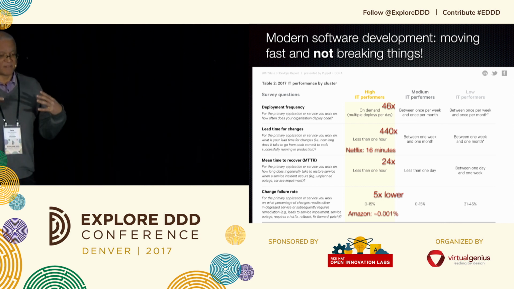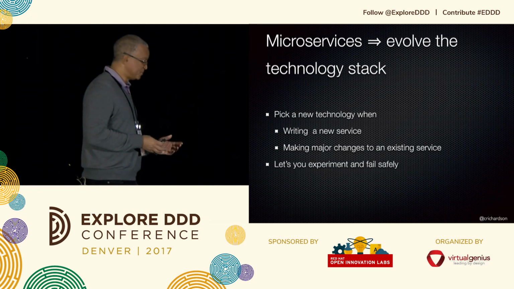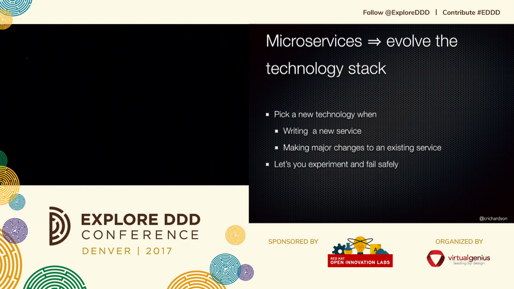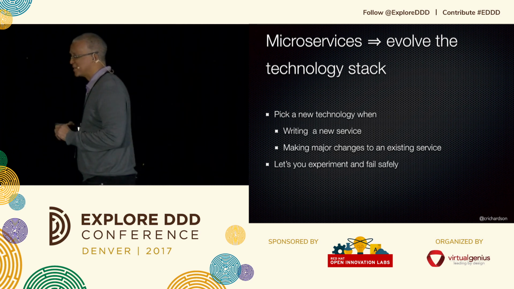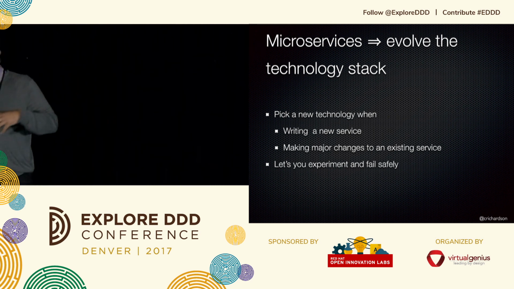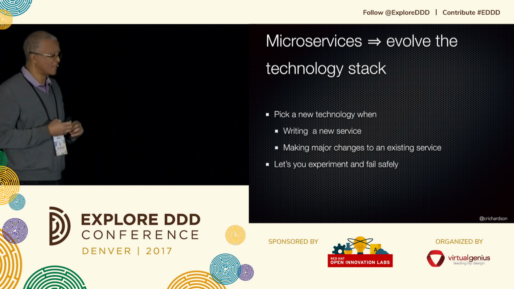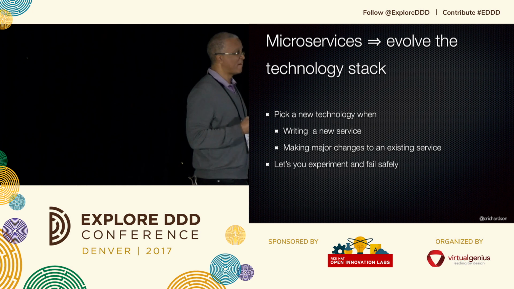The other thing the microservice architecture lets you do is evolve your technology stack. You're no longer obligated to use the same technology stack throughout your application. When you're creating a new service, you can use a new technology stack. If you're making changes to a service, you can rewrite it to use a new technology stack, so you can incrementally upgrade your application. And then sort of last point to make, it lets you experiment.